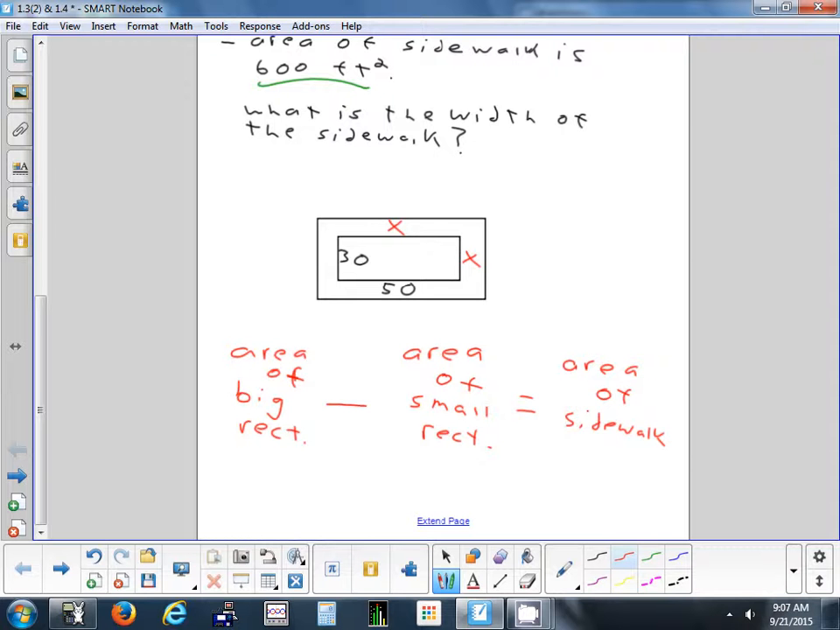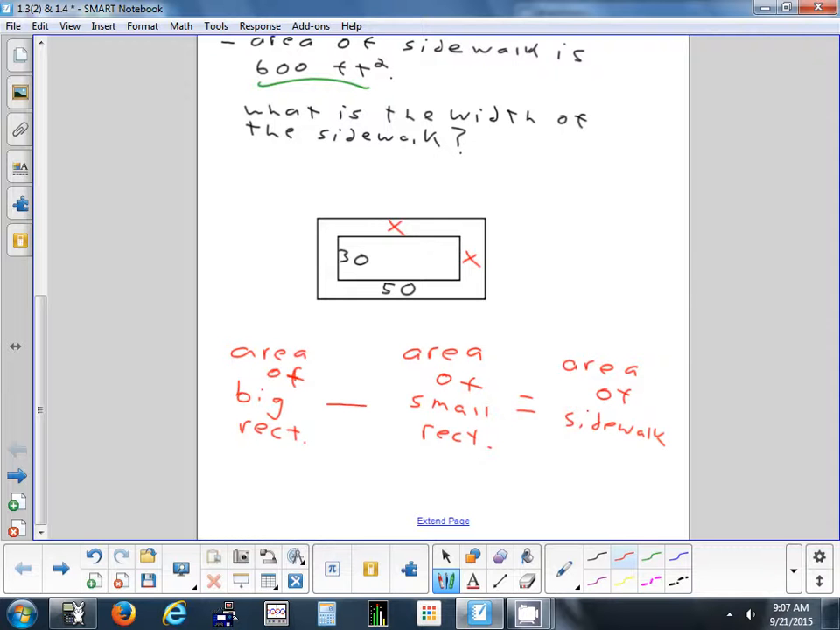And some of these we already know. We have numbers, we can just fill them in. Okay, let's start with the area of the big rectangle. Area of a rectangle. Pat, what's my formula for the area of a rectangle? Length times width. Yeah, we just need the length and we need the width.